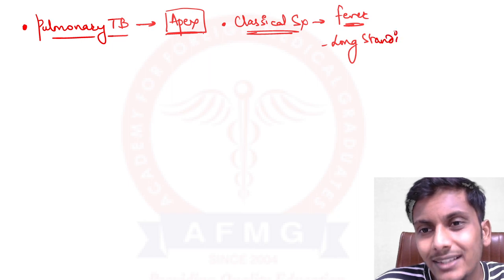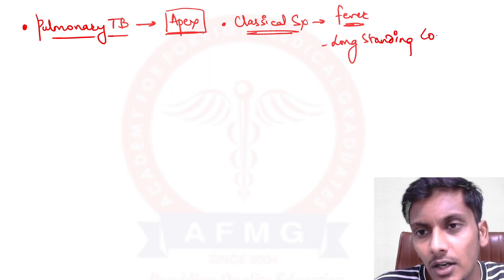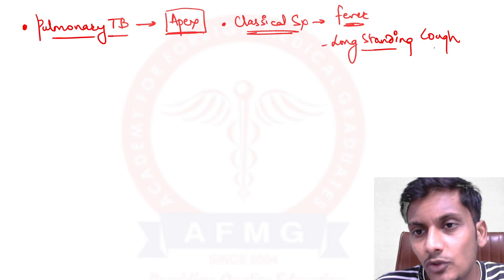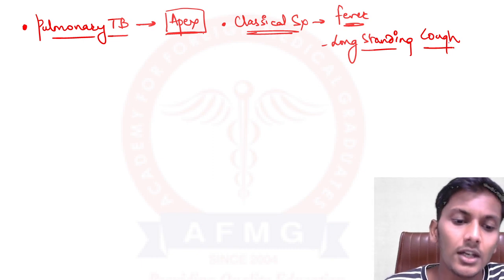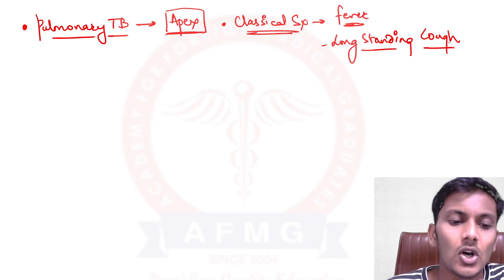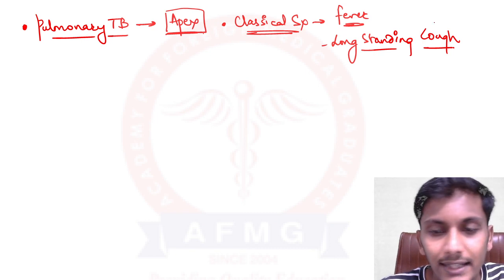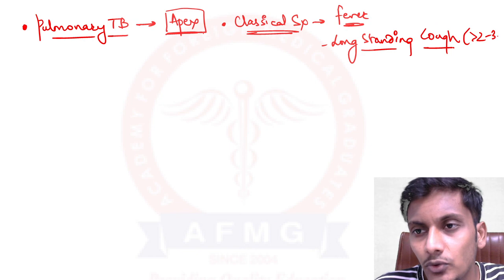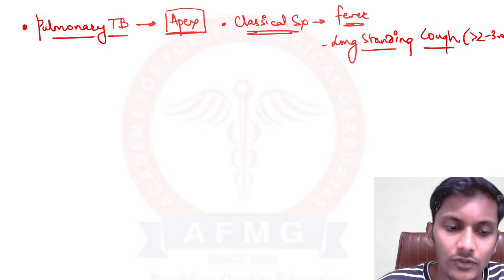Okay, how do we screen tuberculosis? We ask the patients who are suffering from long-standing cough to undergo a screening test for TB. So long-standing cough is the most important classical symptom of tuberculosis. Long-standing cough, usually lasting more than 2 to 3 weeks, is characteristic of tuberculosis.